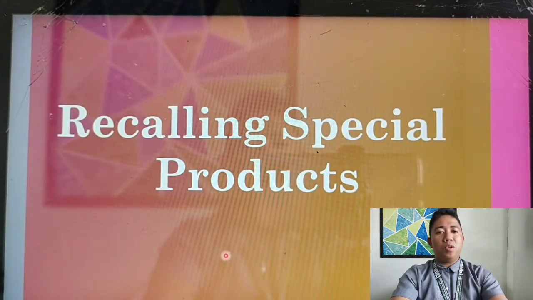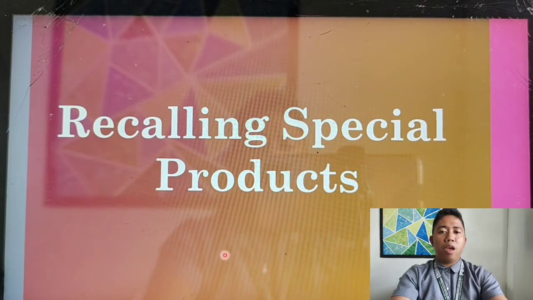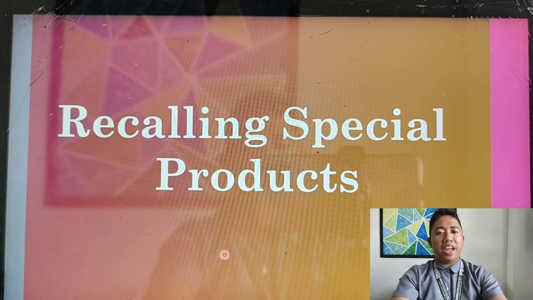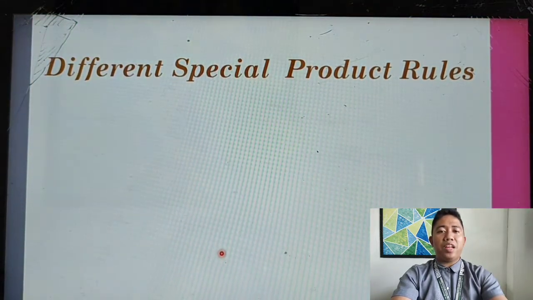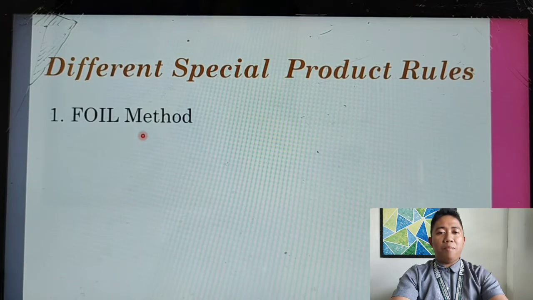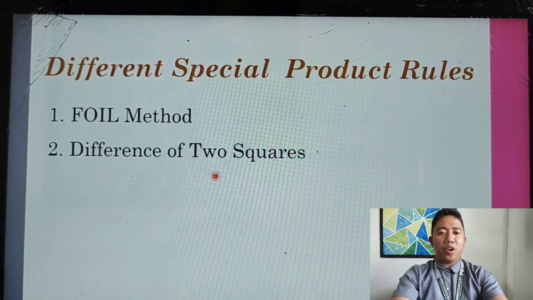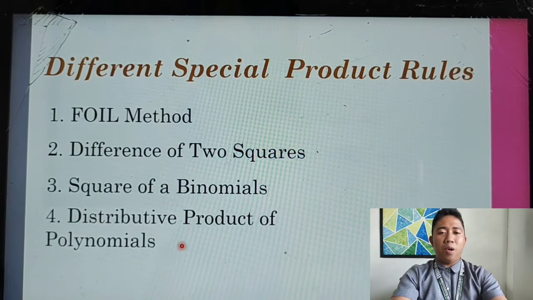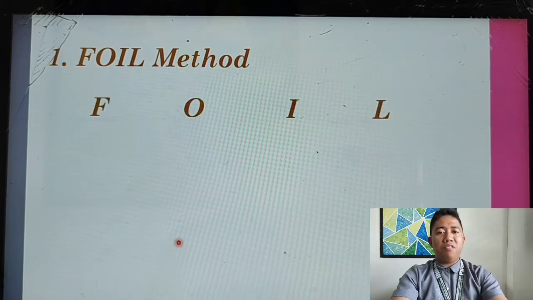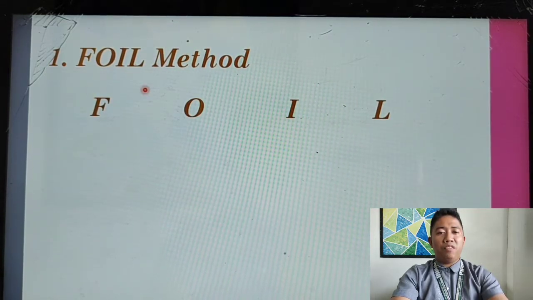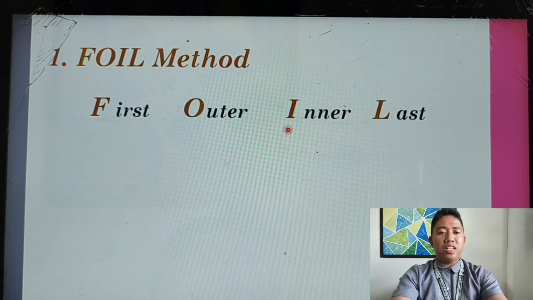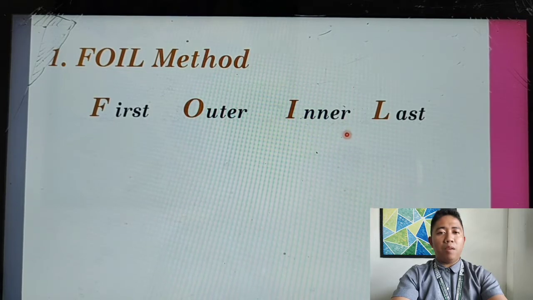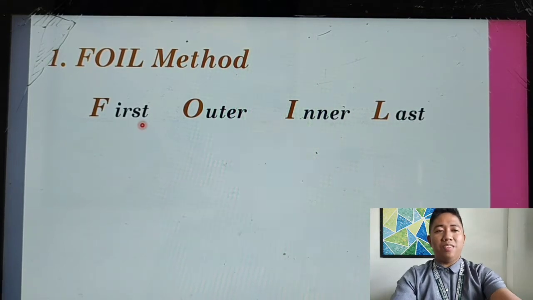We will also review the special products we have already learned in grade 7 or grade 8. These are the different special product rules: the FOIL method, the difference of two squares, the square of a binomial, and the distributive product of polynomials. Let us begin with the FOIL method. The acronym FOIL means the first, the outer, the inner, and the last. Each letter stands for a portion of the pairs of factors in the FOIL method.